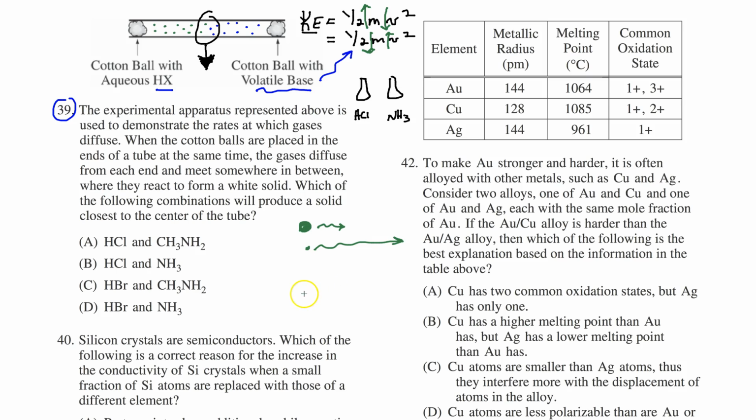And that's pretty intuitive. So they're saying in this question, which of the following combinations will produce a solid closest to the center of the tube? So if they're going to have a solid toward the center of the tube that I just drew here, meaning they're going to create a salt, usually acids and bases make a salt, right? And water. If this is going to be toward the center, that means that these have the similar or the same speed. And if they have the same speed, they must have the same mass. So really, with your periodic table, figure out which ones have this similar mass.